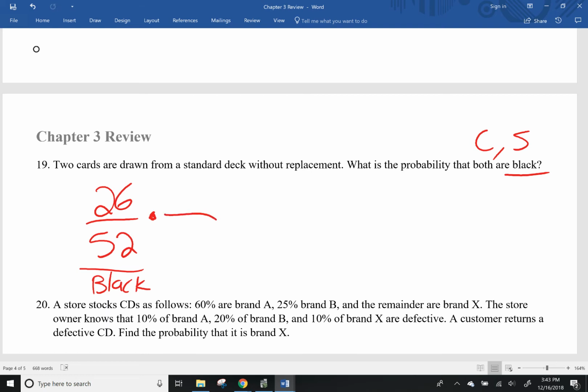But assuming I've already picked 1 black card the first time, there are 25 black cards remaining, and there are 51 cards in total remaining. So this will be the second card being black. So multiply those together, and you have your total.